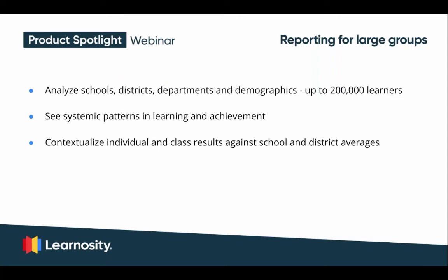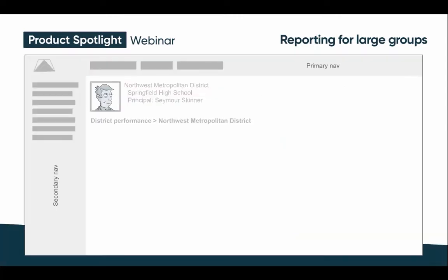This also helps see systemic patterns in learning and achievement. Using averages or statistics about the classes we're looking at, we could see some systemic patterns in the education of large groups of students. We're also using it to contextualize individual and class results against school and district averages. Let's have a look at an example.